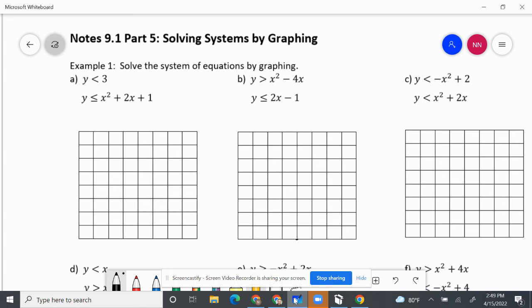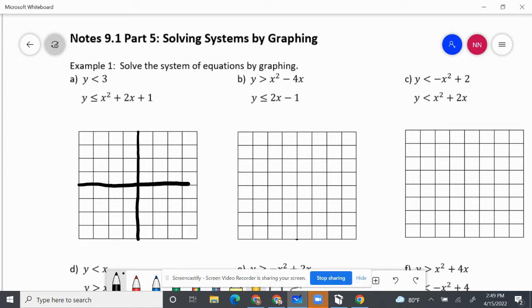We're going to continue graphing systems of equations. We're going back to inequalities, so we're going to be looking at shading, solid lines, dashed lines. This time what we're going to add to it is not just linear equations, we're going to be adding quadratic equations. So the first thing that I like to do is always start off with the easy equation.